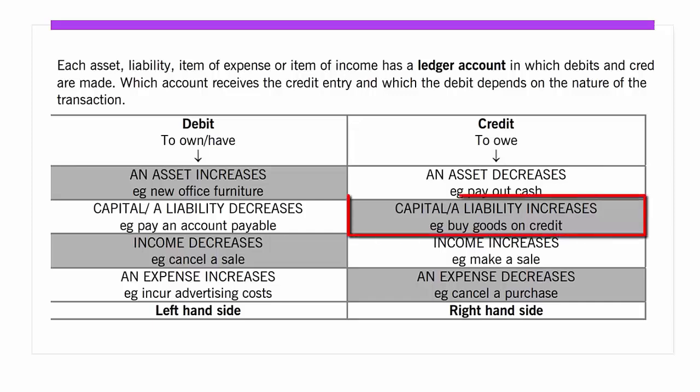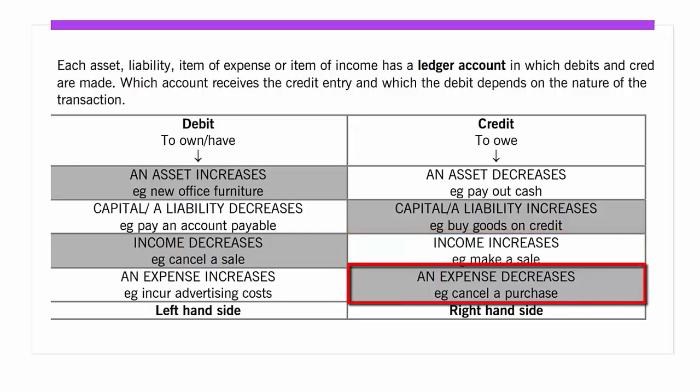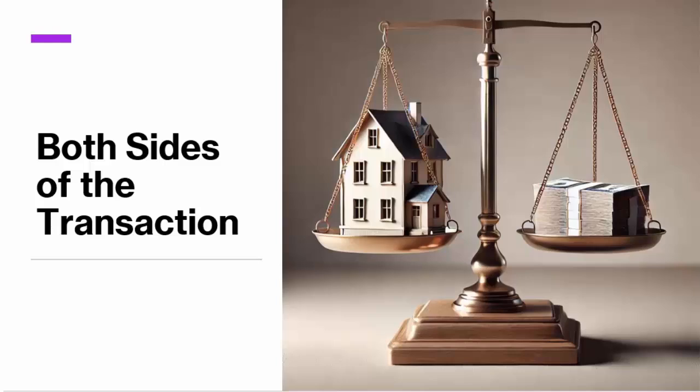2. A liability or capital increases. If you buy goods on credit, your liabilities increase, so you would record this as a credit. 3. Income increases. When you make a sale, your income increases, so you record this on the credit side. 4. An expense decreases. If you cancel an expense, like reversing a purchase, the expense decreases, so it goes on the credit side. Key takeaway: the debit and credit sides are like a balancing act. For every action, debit, there's an equal and opposite reaction. Credit. That's what keeps your accounts accurate and your financial records balanced.